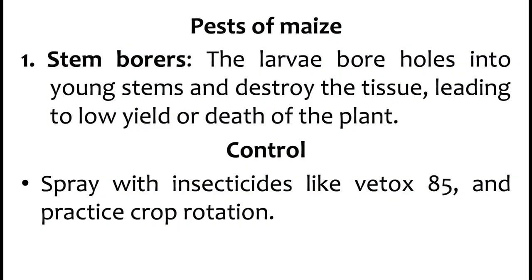Pests of maize. Stem borers. The larva bore holes into young stem and destroy the tissue, leading to low yield or death of the plant. Control: how do you control these stem borers? We control them by spraying with insecticide, like Vetox 85, and practicing crop rotation.